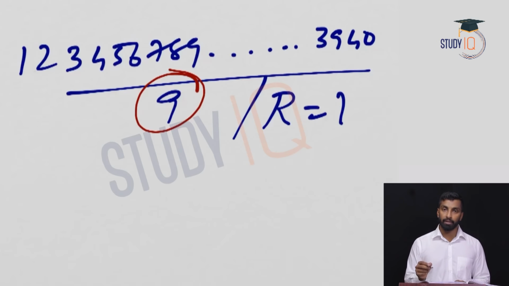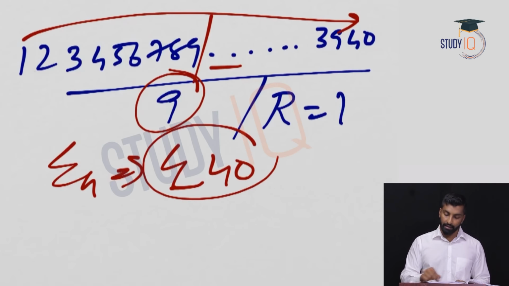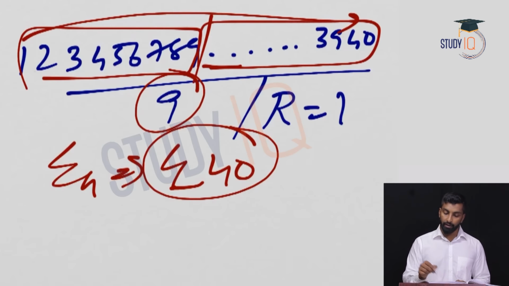Now how will you find the sum of digits here? Up to 9, you take one digit at a time, and after 9, from 10 onwards up to 40, you can take two digits at a time, right? So 1, 2, 3, 4, 5, 6, 7, 8, 9, you can take the sum. So sigma 9 you can find. Then from 10 to 40 also you can find the sum only, right? So this question you can basically convert into a sigma n question, or sigma 40 question. You need to find sigma 40. Why? Because up to 9 you are taking one digit at a time, and from 10 to 40 you are taking two digits at a time.